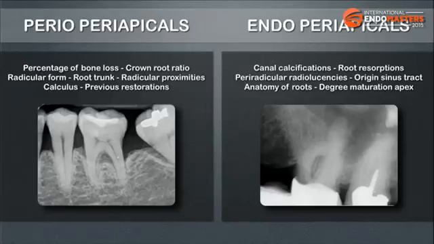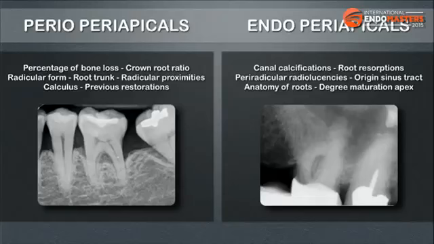Periapicals. Periapical radiographs are also essential in endodontic and periapical diagnosis. Periapicals are taken during radiographical periodontal examinations in order to assess the periodontal ligament space, the interdental septum and crestal lamina dura, pattern and percentage of bone loss, crown-root ratio, radicular form, root trunk, furcation area, radicular proximities, presence of calculus, status of previous restorations.